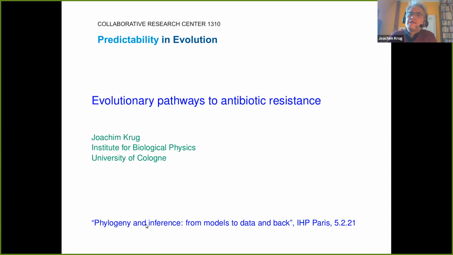And so like in some of the other talks, in my talk, there will be no phylogeny, but there will be a little bit of inference, and there will be lots of models to data and back. And I guess in this audience, I don't really have to motivate this talk very much. We all know that antibiotic resistance evolution is on the one hand an important medical problem, but on the other hand also a very nice and in many ways interesting model system for evolutionary questions.